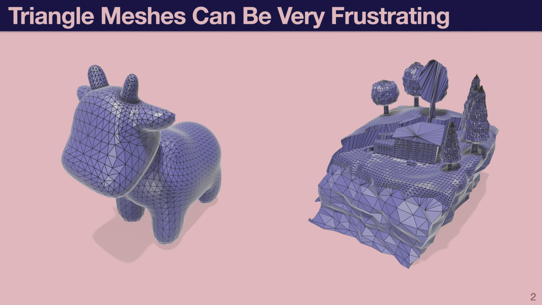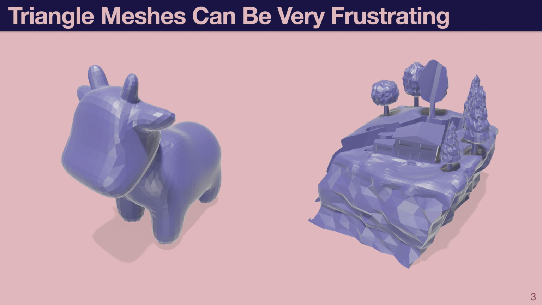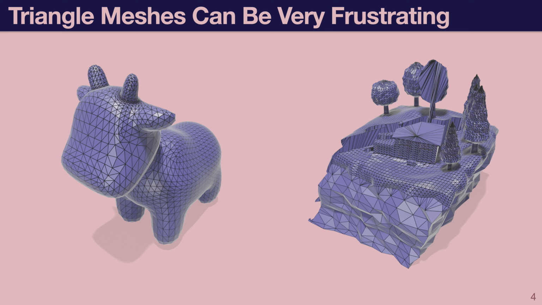Consider these two meshes, for example. If we just think about them as surfaces in space, they're both fine. They're manifold, they're intersection-free, and essentially as nice as surfaces can be. But if we look at them as triangle meshes again, things change.